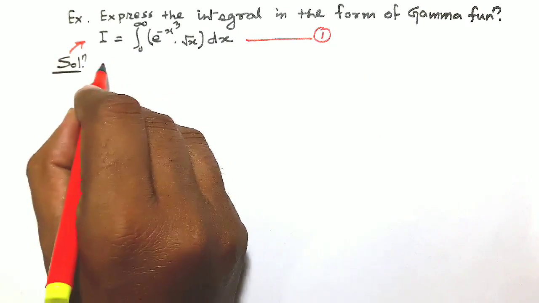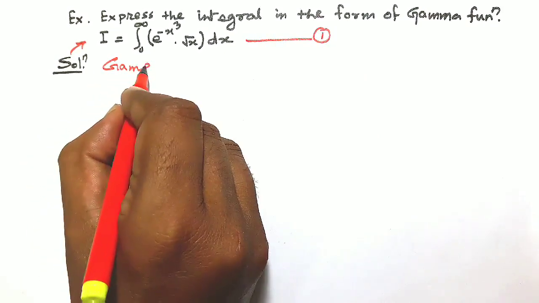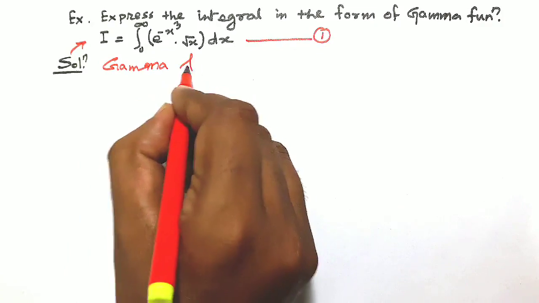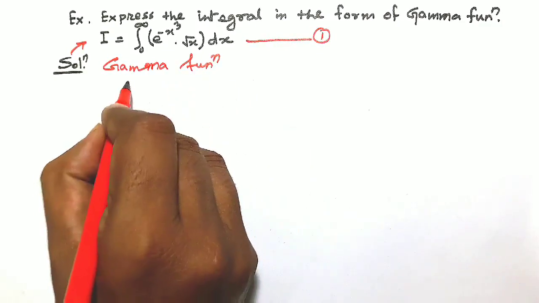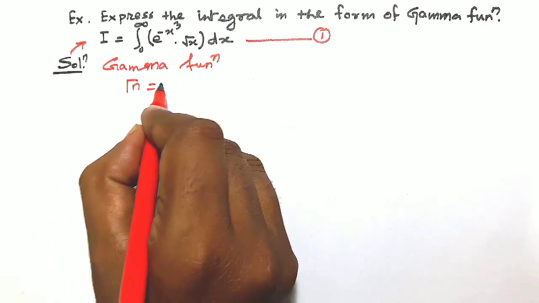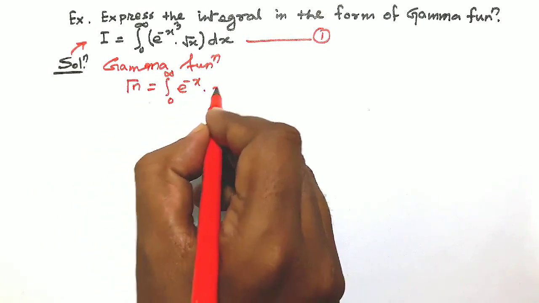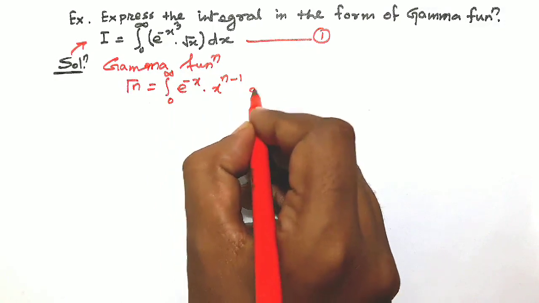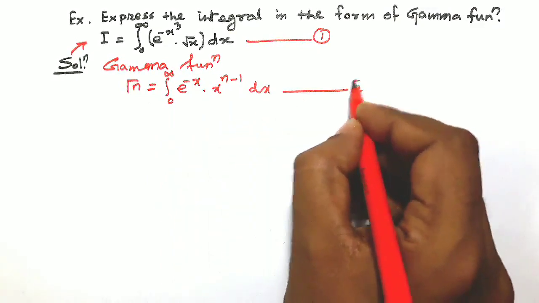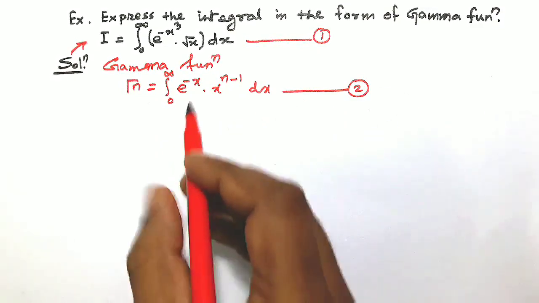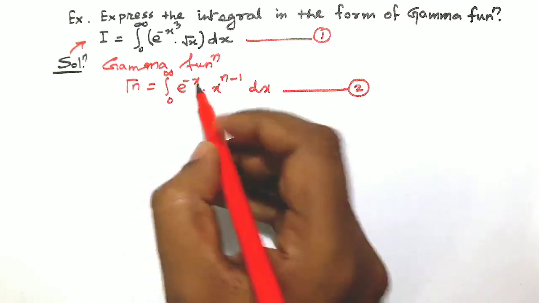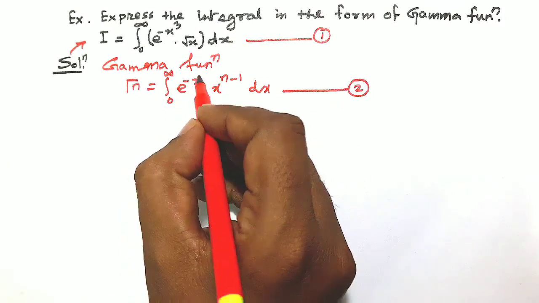The definition gives us that gamma n is equal to integration 0 to infinity e to the power minus x into x to the power n minus 1 dx. We mark it 2. So friends, first of all we observe that the power of e is minus x.